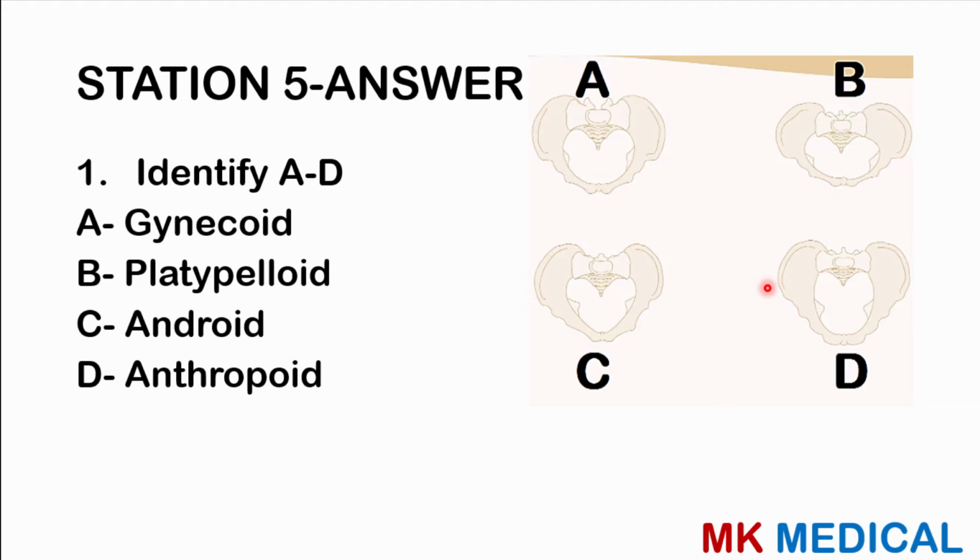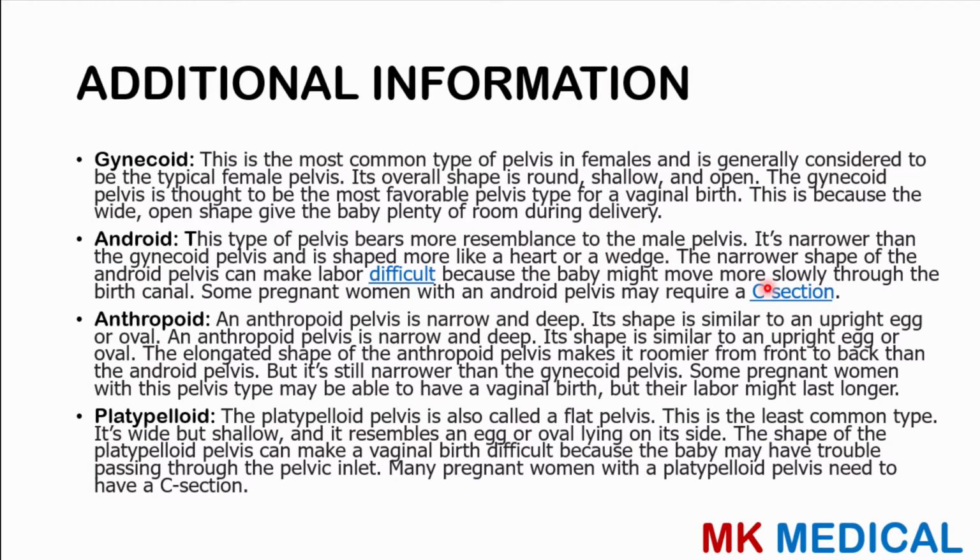So just to give you some extra information about the different kinds of pelvis that you have in females. So you have a gynecoid type of pelvis, which is obviously the most common type of pelvis in females because it's generally considered to be a typical female pelvis. So it's going to have an overall round, shallow, and open shape, and it is thought to be the most favorable type of pelvis when you are performing a vaginal delivery. That's because it's wide, has an open shape, and it's going to be giving a lot of room for delivery of the baby.